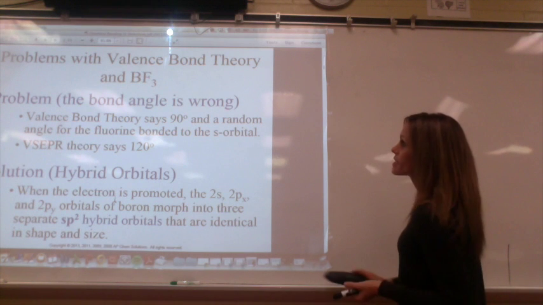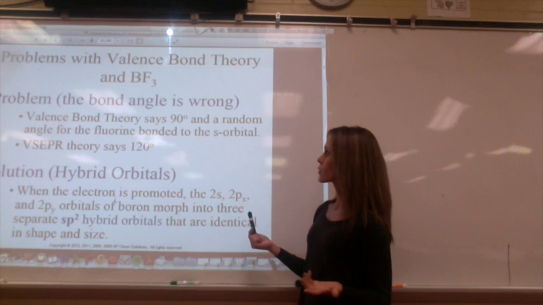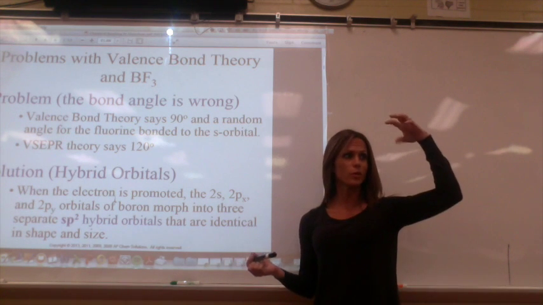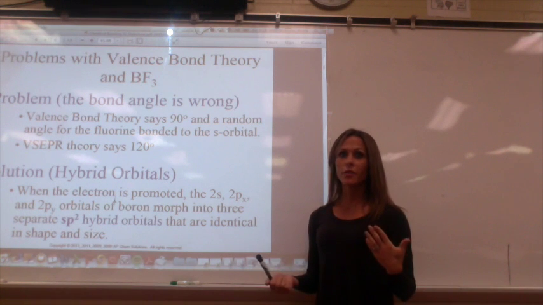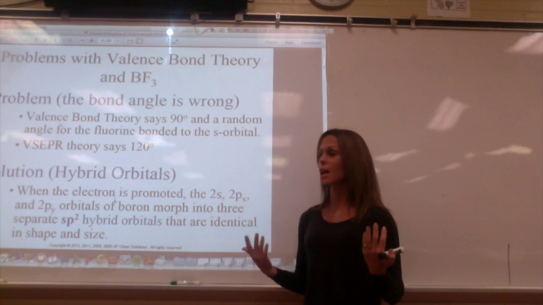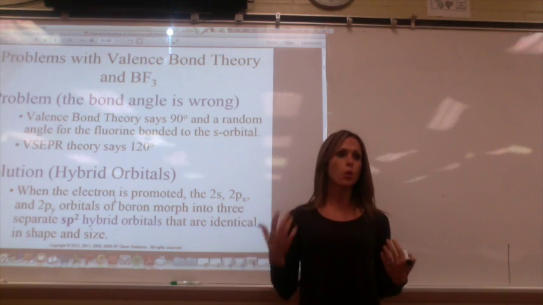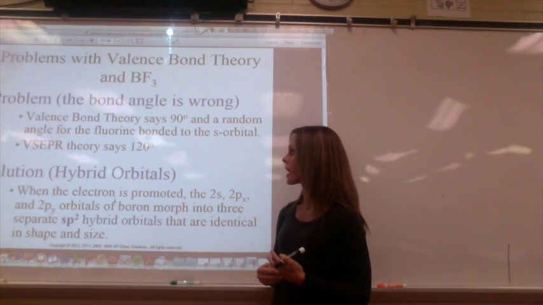Valence bond theory says 90 degrees and a random angle for the fluorine bonded to the s orbital, right? Because we didn't even talk about the s orbital, it's just kind of sitting on there. VSEPR theory, which you learned yesterday for your geometries that we're going to memorize, says 120. So our solution, how does this happen, is that we create these morphed hybrid orbitals. And that's the only way that we'll get the correct geometry angles.